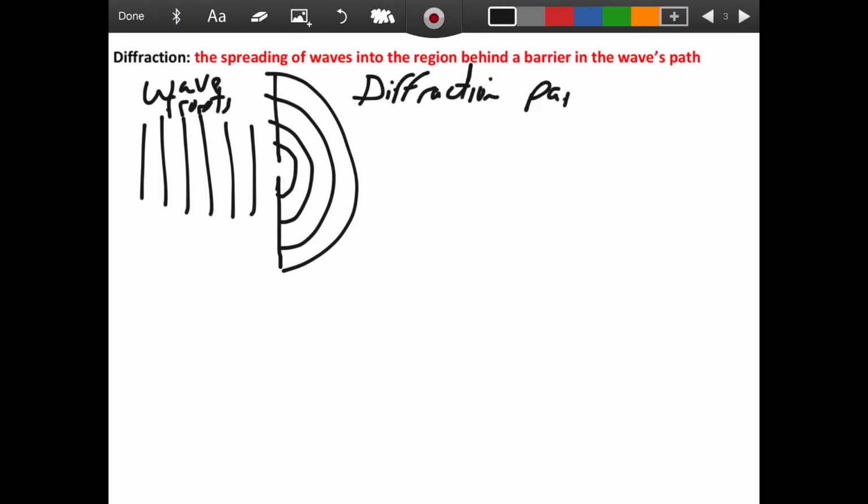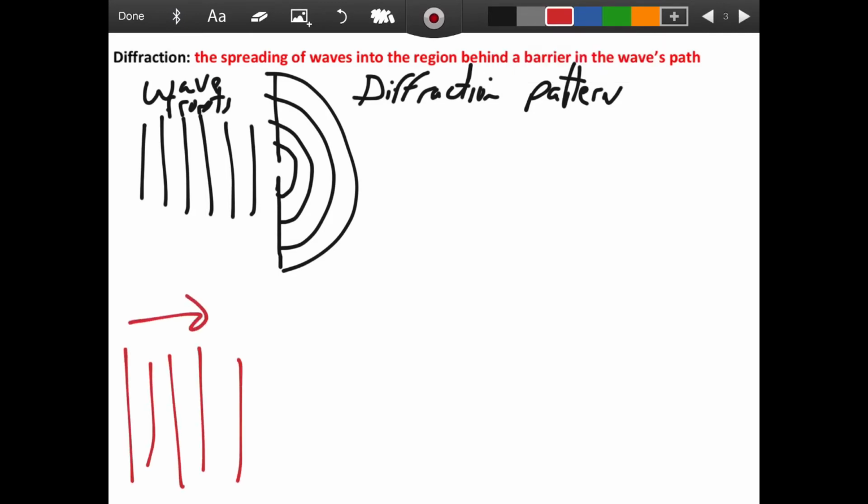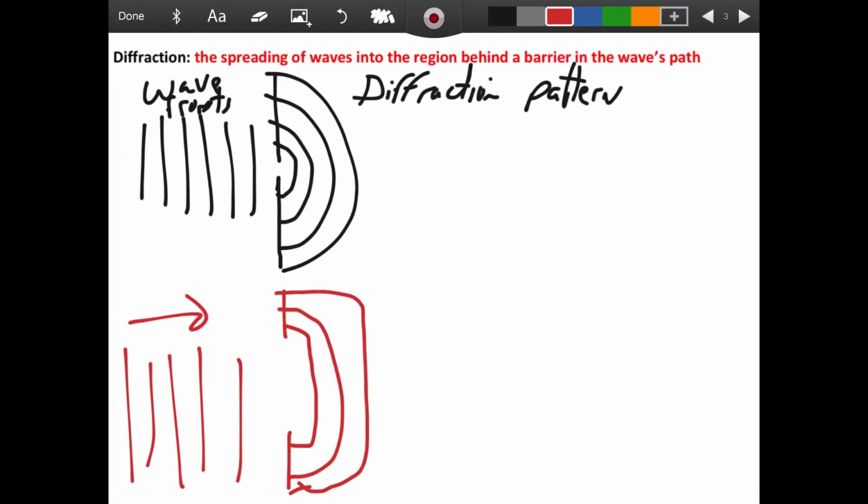And you can see that because if I do another example, where again I'm using a different color, I have these wave fronts that are traveling in. I have a very large opening. These are going to create a pattern like this. And again, I'm going to post some examples of this so it's a little easier to see than my drawings.